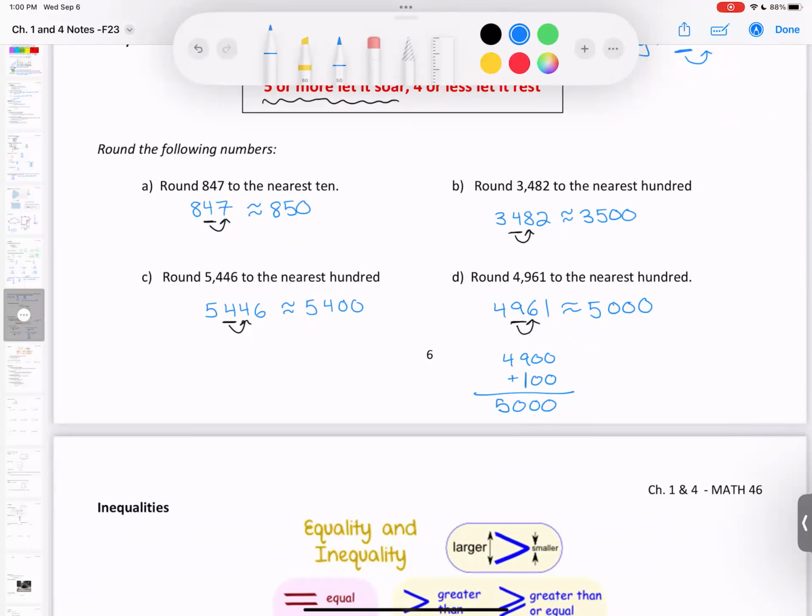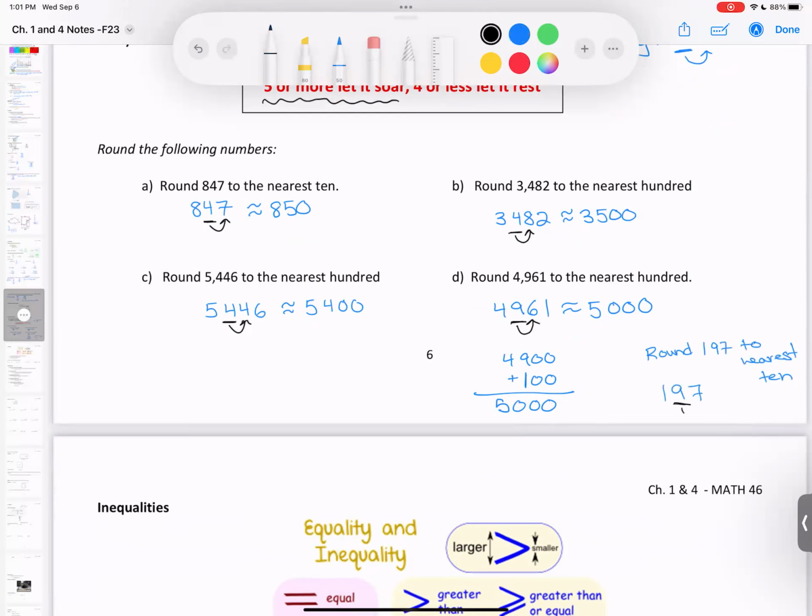So I'm going to say, round 197 to the nearest 10. To the nearest 10. So pause the video and see if you can do this one. Okay, and let's try this together. So we've got 197. We're rounding to the nearest 10.